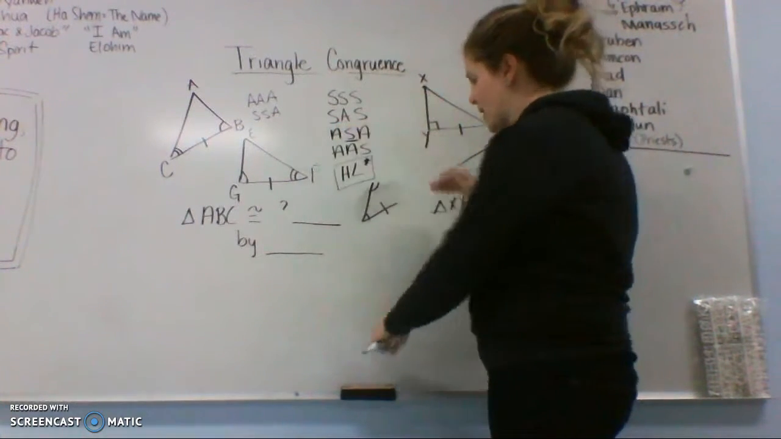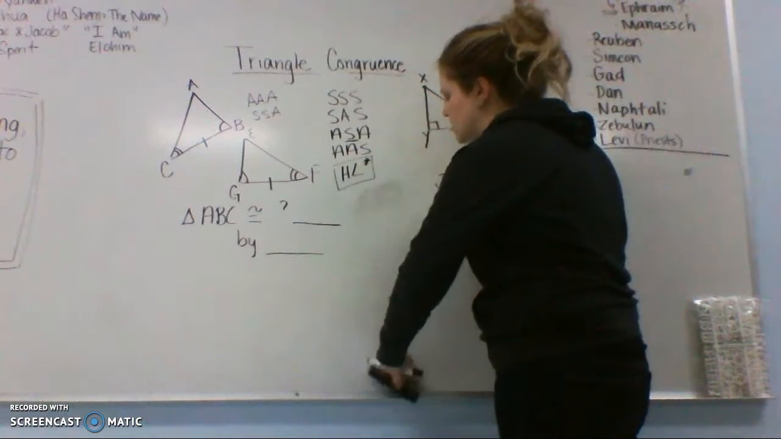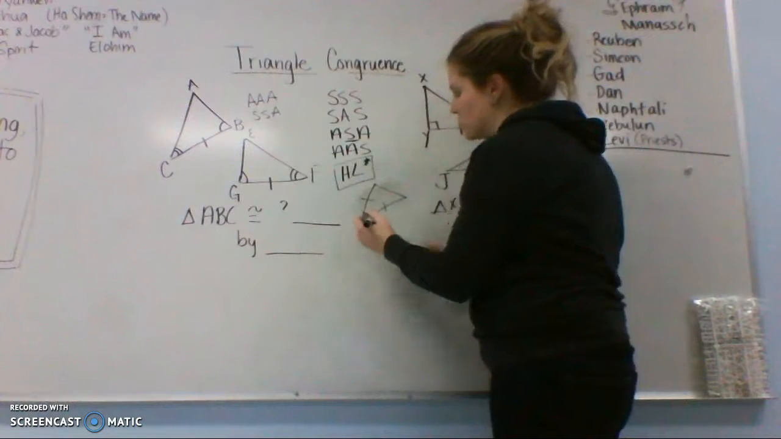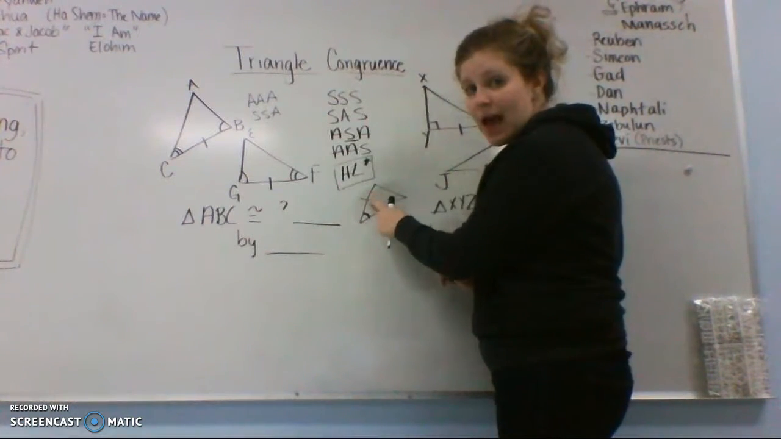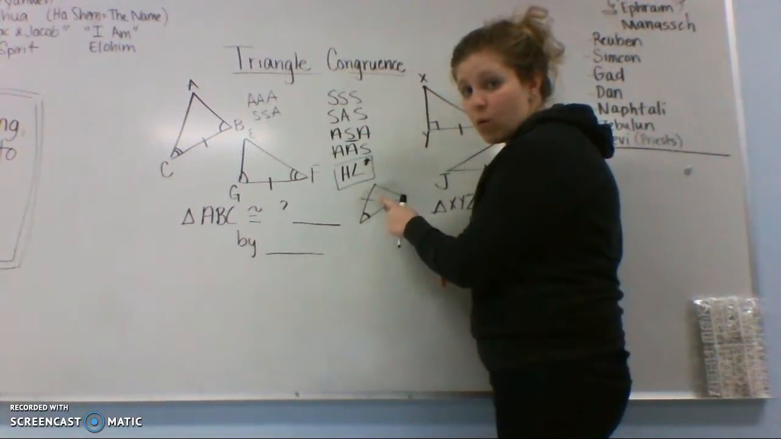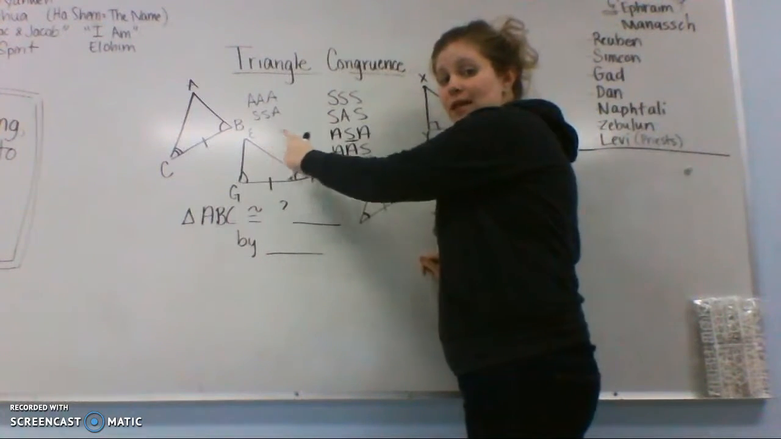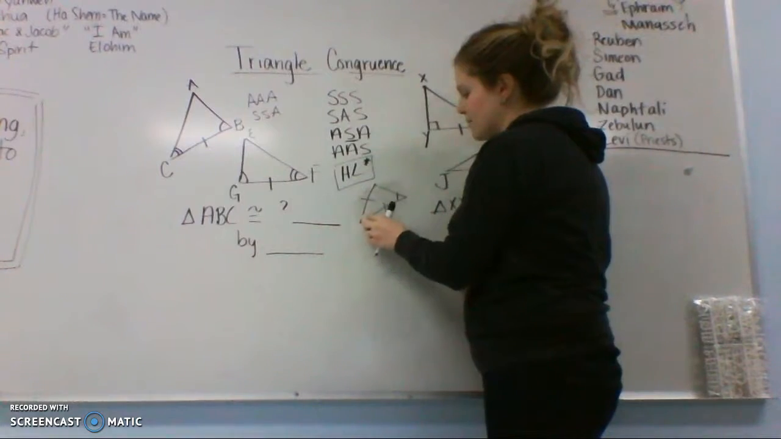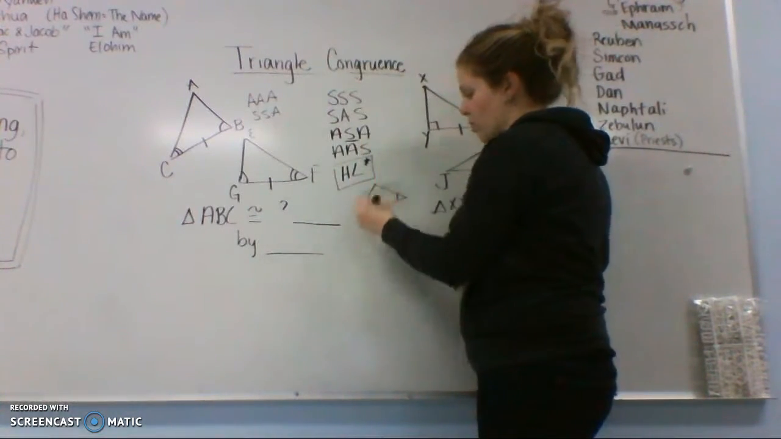Side, angle, side is where we're going to have in a triangle two sides and an angle in the middle. So side, angle, side. One of the ones we said we couldn't use, side, side, angle, would have the angle off here to the side. And that's one of the ones that wouldn't work, so we couldn't use that.